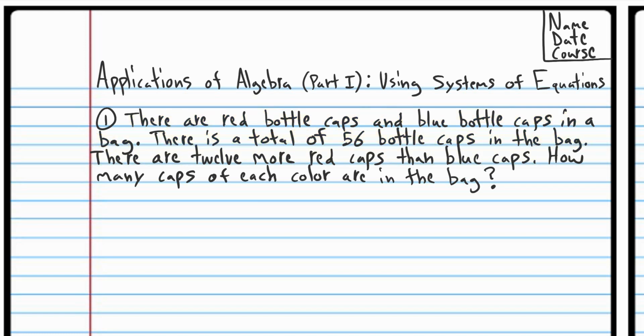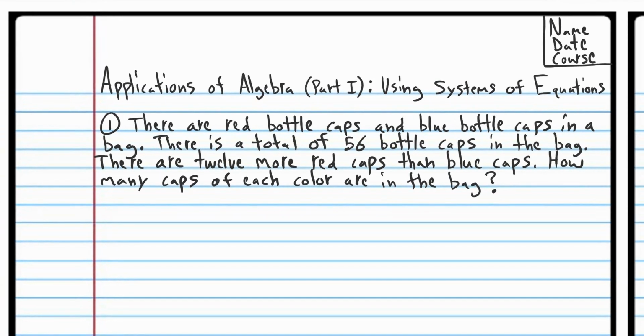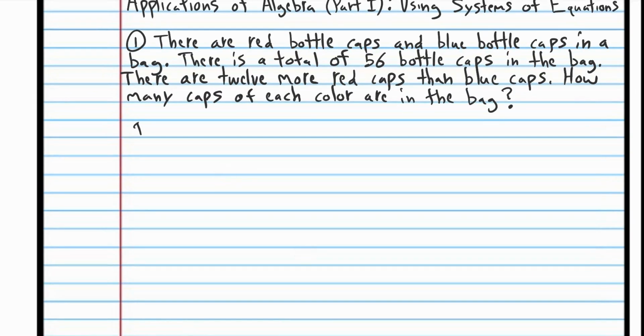Now, whenever you approach a word problem that requires a system of equations to solve, the first thing that you want to ask is, what are your variables going to represent? And that's very easy to figure out. In order to figure out what your variables are going to represent, you simply figure out what the problem is asking. How many caps of each color are in the bag? That's the first step. So we're going to let R be the number of red caps, and we'll let B equal the number of blue caps.